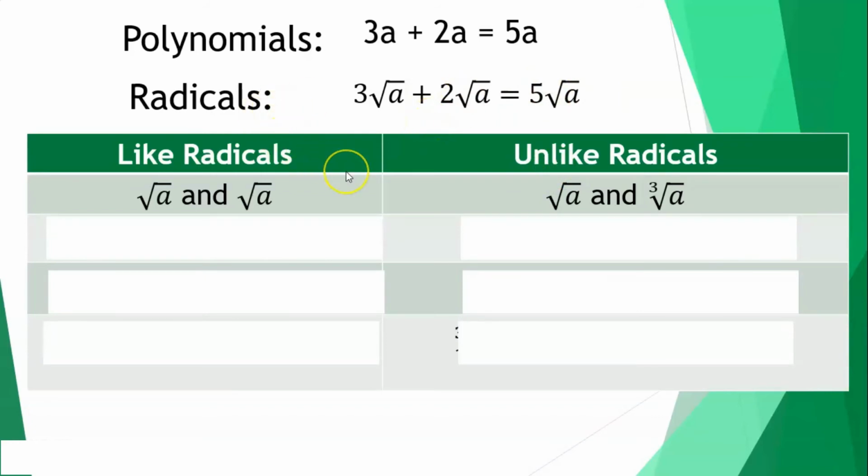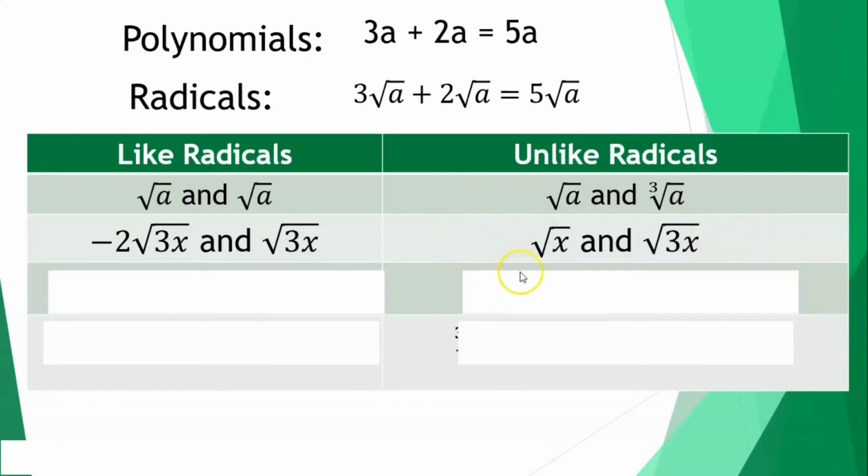So what are examples of like radicals and unlike radicals? Square root of a and square root of a are like radicals. Square root of a and cube root of a are unlike radicals. So take note, here the same radicand, the same index. Here the same radicand but different index. Next, these two are like radicals, but these two are unlike radicals. Why? Because they may have the same index, but their radicands are different. Here it's x, the other one is 3x.